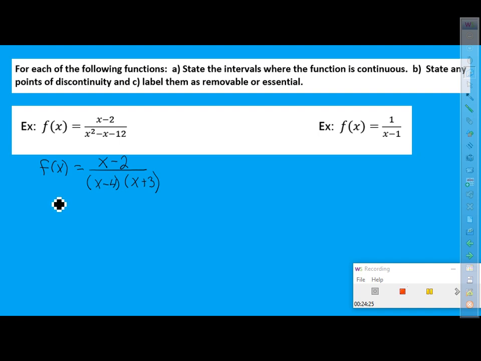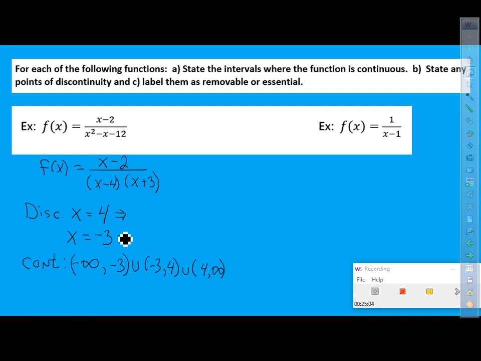So something that I know is going to be discontinuous at x equal 4, and it's going to be discontinuous at x equal negative 3. So I know when I list the interval of continuity: negative infinity to negative 3, along with negative 3 to 4, along with 4 to infinity. I can't divide anything out.